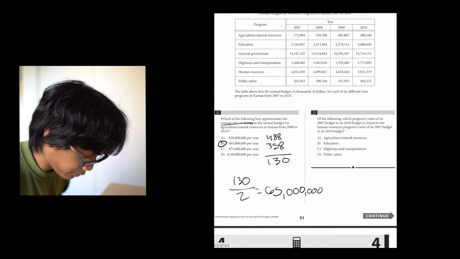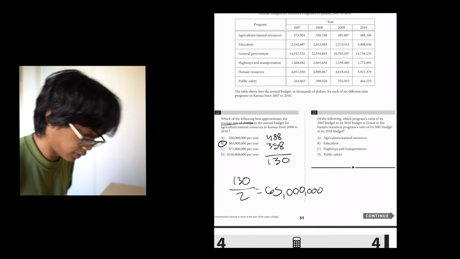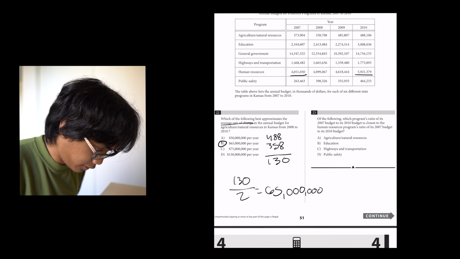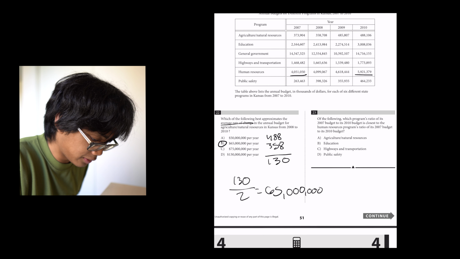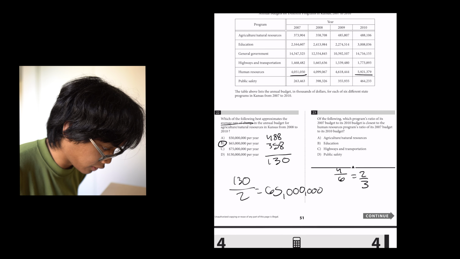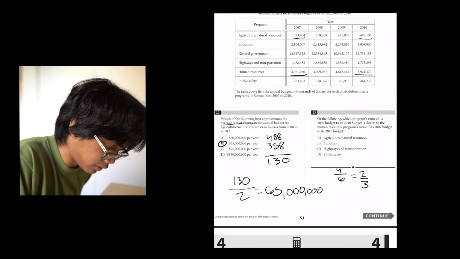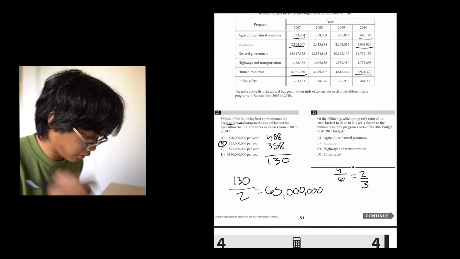Of the following, which program's ratio of its 2007 budget to its 2010 budget is closest to the human resources program's ratio of its 2007 to 2010 budget? It's going to be 4 million to about 6 million. So its ratio is about 4 to 6, which is about 2 to 3. So we want to find something else that has about a 2 to 3 ratio from 2007 to 2010. Agriculture is like 3.7 to 4.8, which isn't quite 2/3. Education is going to be 2.1 to 3, which is about 2/3. So it could be this one.